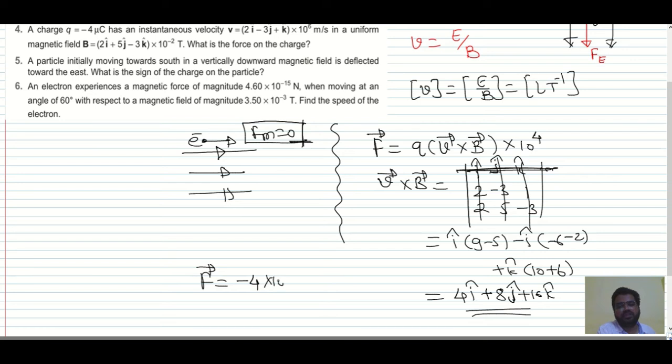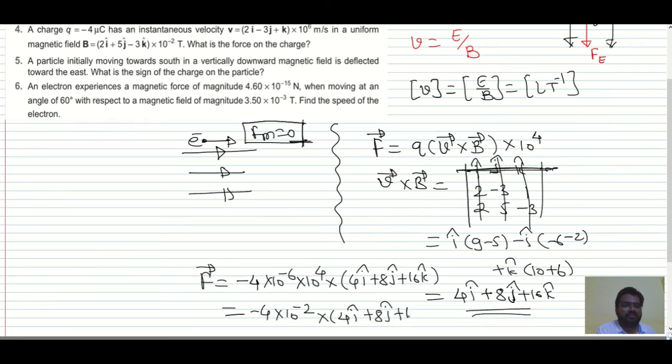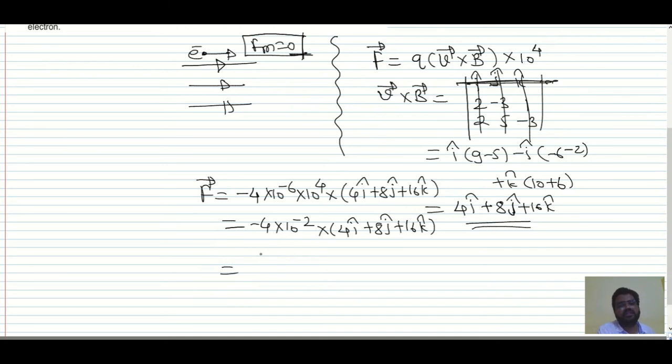Minus 4 into 10 to the power minus 6 into 10 to the power 4 into 4i hat plus 8j hat plus 16k hat. So this will be minus 4 into 10 to the power minus 2 into 4i hat plus 8j hat plus 16k hat. And if you want the magnitude of it, this is the vector form. So if you want its magnitude, it will be minus 4 into 10 to the power minus 2 root of 16 plus 64 plus 256.